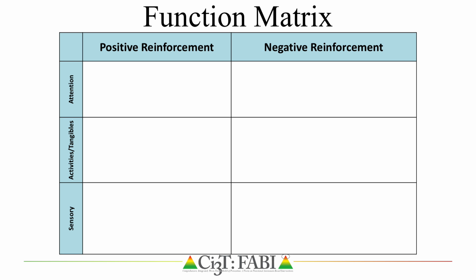As noted earlier, there are 2 possible functions, which are A, positive reinforcement, which refers to the consequences related to getting access to something, and B, negative reinforcement, which refers to consequences related to getting out of or avoiding something. These run across the top of the function matrix. Running down the side are the things or stimuli the behavior is accessing or avoiding, such as A, attention, B, activities and tangibles, and C, sensory.